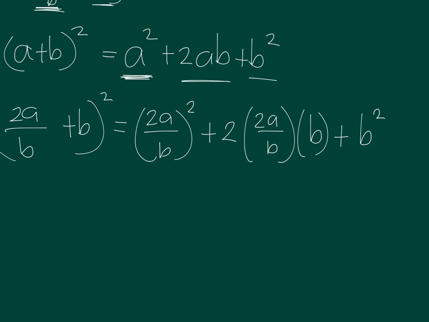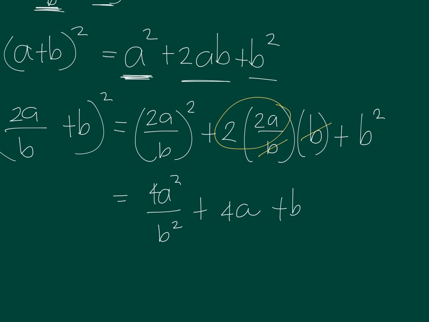And then simplify by expanding (2A over B) squared, that's 4A squared over B squared, plus here you could see that you can cancel B, and 2 times 2A is 4A, so you have 4A, and then plus B squared. So this is the expanded form of (2A over B plus B) raised to 2. That's basically by following how to expand a binomial of the form (A plus B) squared.